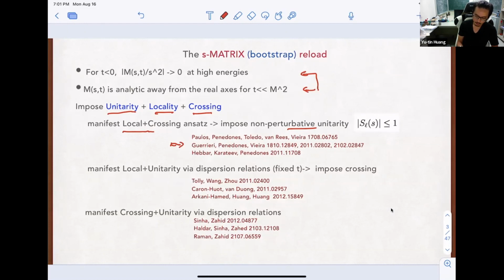Probably something more familiar is to start with locality and unitarity through the dispersion relations. This will be a fixed T dispersion relation, and through this dispersion relation, we later impose crossing symmetry. Alternatively, you can also start with just crossing symmetry and unitarity directly in the dispersion relation, which means that you go through a manifestly crossing-invariant dispersion relation, and then later on impose locality. So this is a general set of different approaches that you can take to tackle the problem.